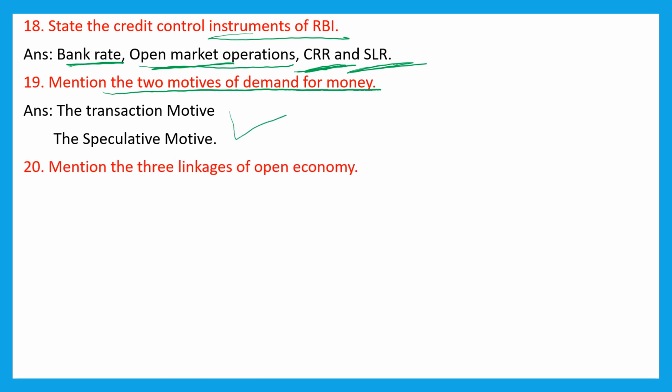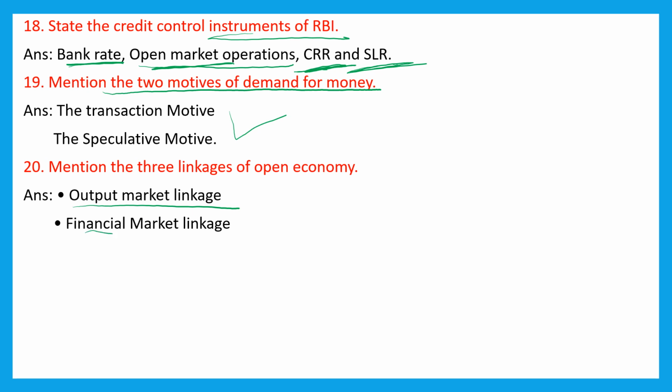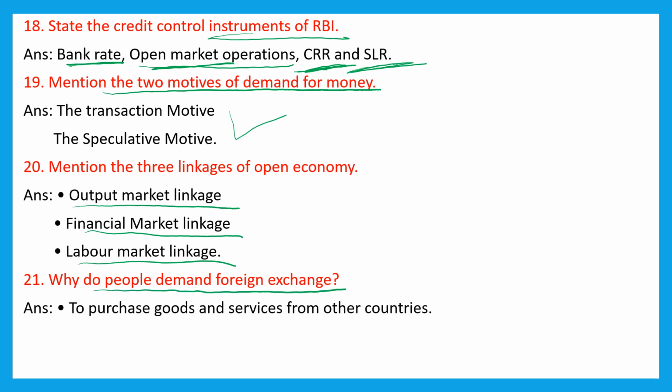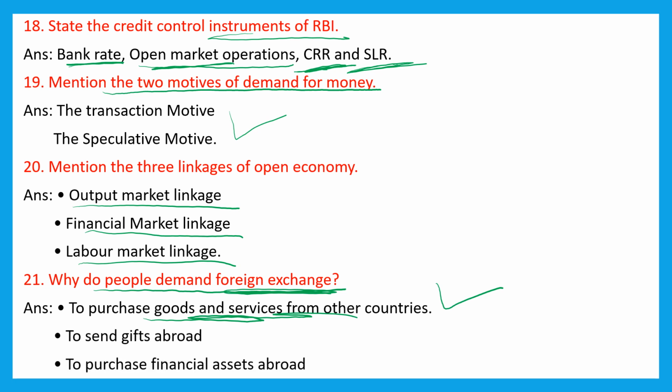Mention three linkages of open economy. Output market linkage, financial market linkage, labor market linkage. Why do people demand foreign exchange? To purchase goods and services from other countries, we need foreign exchange, foreign currency. Why do you need American dollars or European euros? Because we want to purchase goods and services from other countries. We also need foreign exchange to send gifts abroad and to purchase financial assets abroad.